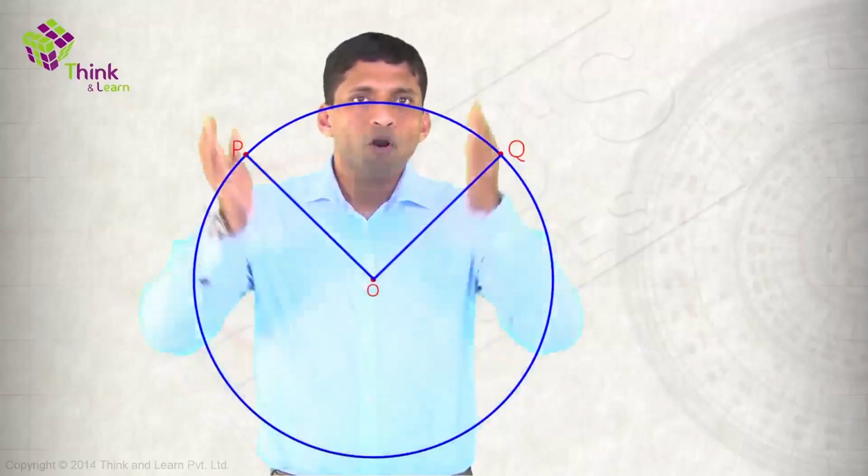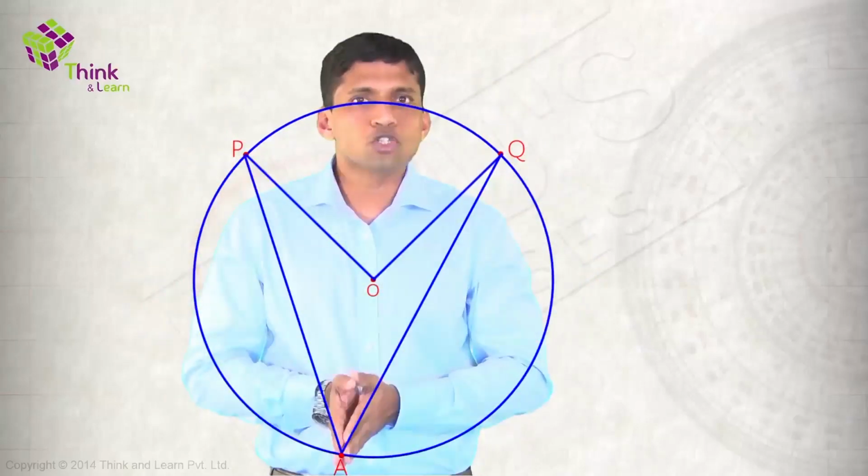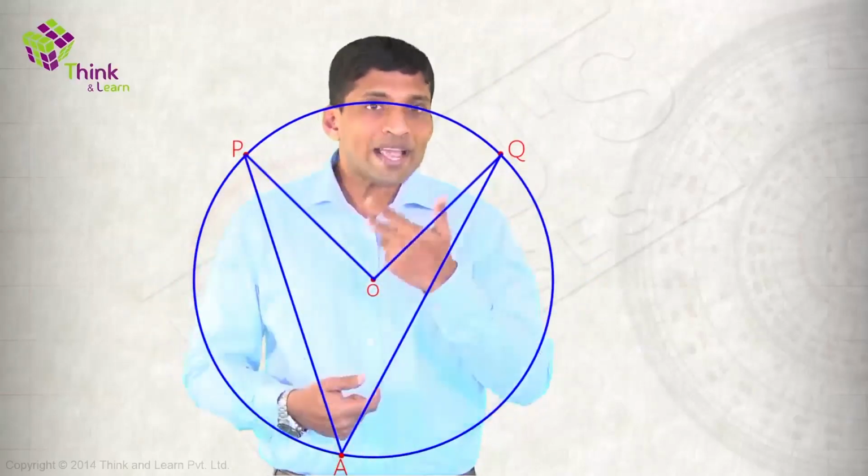Now let me simplify this 2 by 1 theorem with just one intuitive movement. So if I take a circle like this, we know that angle POQ to angle PAQ is 2 by 1. Now why is it 2 by 1?